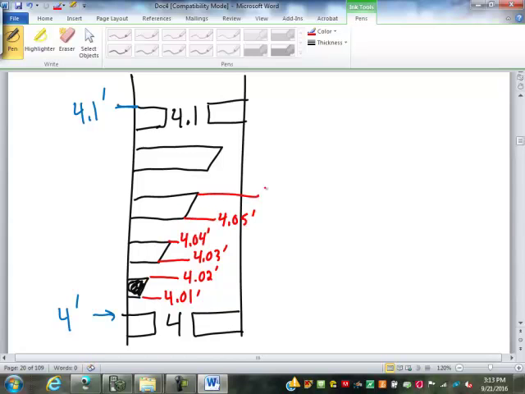Top of this one is 4.06. Bottom of this one is 4.07. Top of this one is 4.08. The bottom of this is 4.09 feet, and the top is 4.1. And in the assignment out of the book for the day, there is going to be a transit reading where they show you a stake, the measuring stake, that is divided up like this.